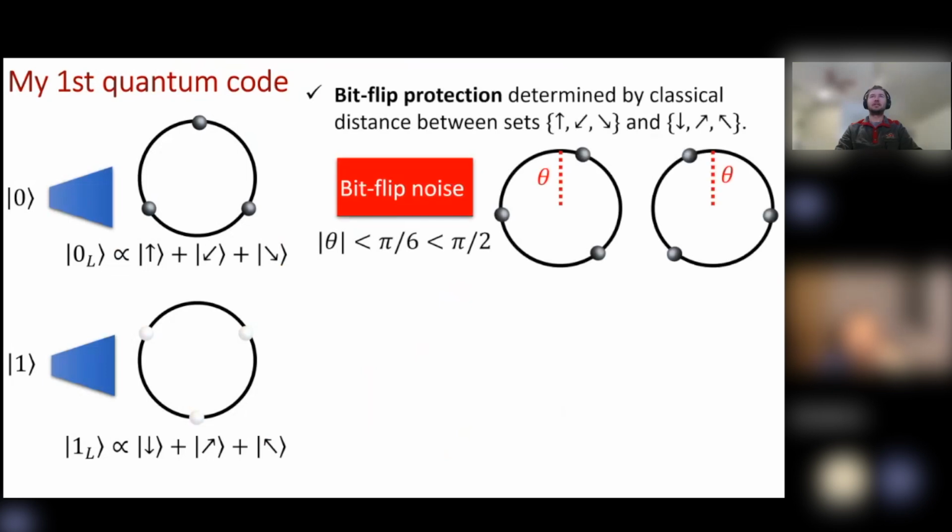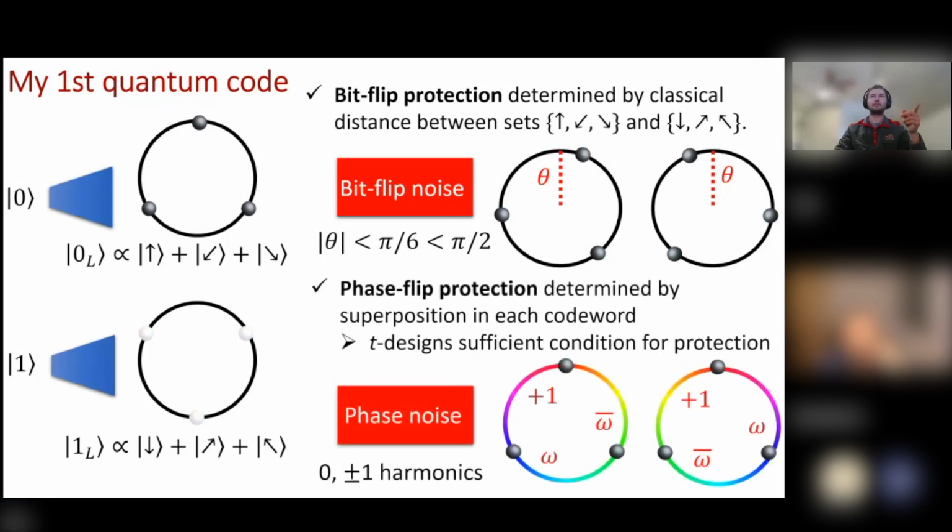Our bit flip protection, I didn't go over this, but it's more or less maintained. It's determined effectively by the classical distance between the sets used to define the code. So now, because we're using a larger set of points, we have a slightly smaller bit flip noise region that's correctable. Instead of pi over 2, it's pi over 6. So we lose some bit flip protection by using superpositions, but we gain our protection against phase noise, which we have to worry about because it also occurs. So this kind of trade-off between bit and phase flip noise is universal in all kinds of settings.